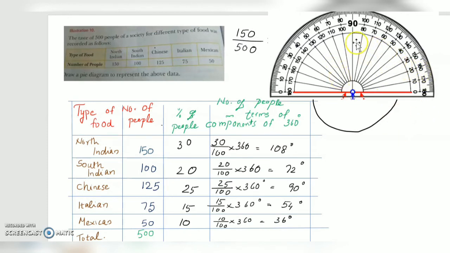Here the straight line is 90. So after that this is 100, then 108. Almost here it will come, right? Here it will come, 108. So I am just giving one mark there, 108. Almost here it will come. Okay.